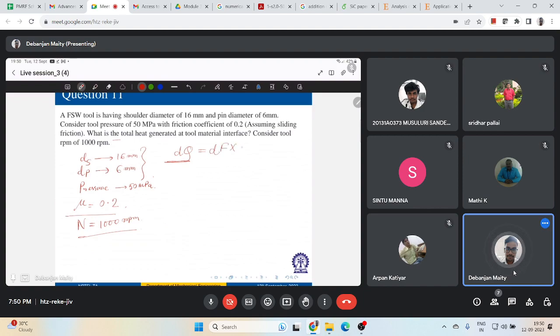What is linear velocity? R into omega, right? dF is the force at a small region. If I take a small region and then I am differentiating, correct? Any confusion?